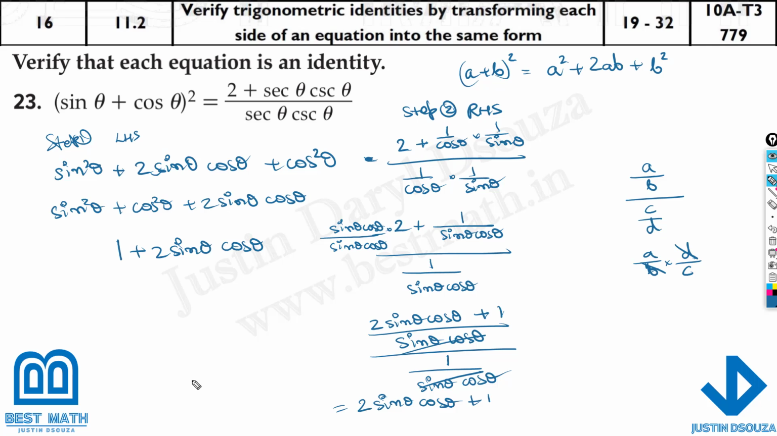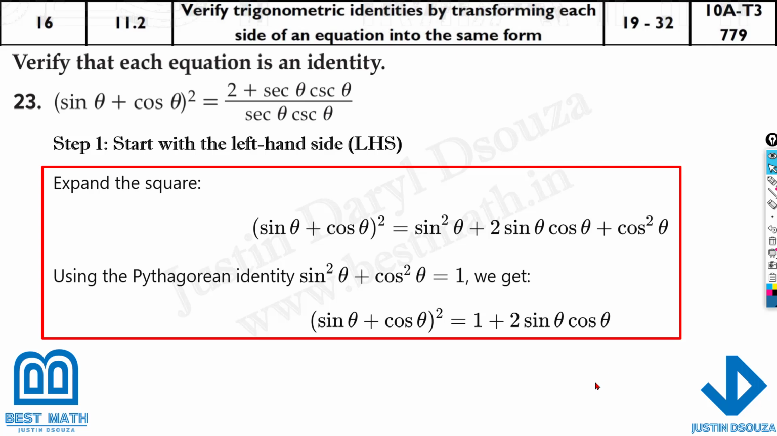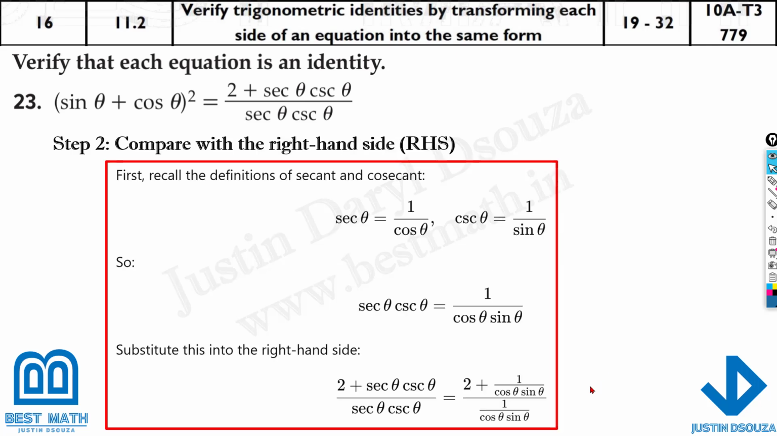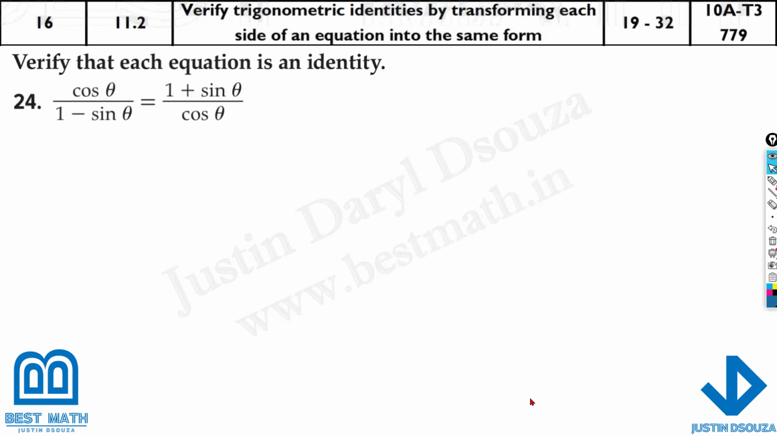What about the left side? I'll write 2 sine theta cos theta first plus 1. It's the same thing. So left hand side is equal to the right hand side. Hence, this is an equation and an identity. So that is how we solve it up. And we can see the steps as well. You can go through this later. You can just pause it and you can go through it if you want. And that's how we solved it.